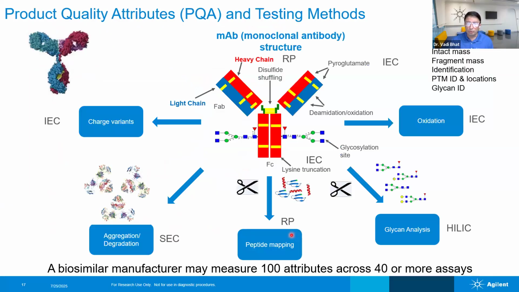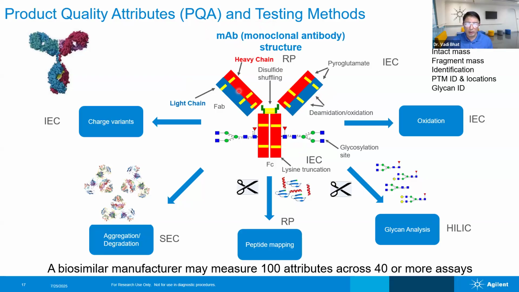So when you look into the monoclonal antibody, as I discussed earlier, one will be looking into many things, right? And here I changed it to product quality attribute because it's product related attributes that we are measuring. Critical quality attribute can be both product as well as process related.